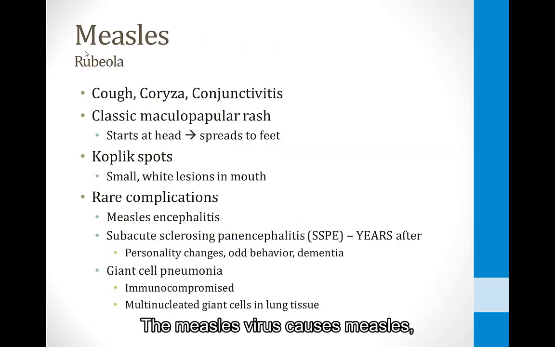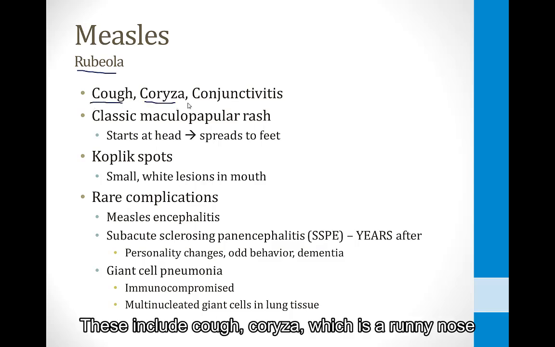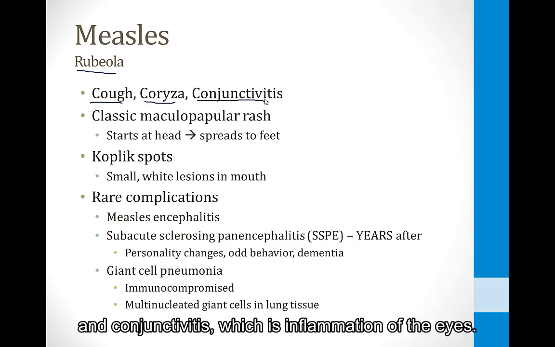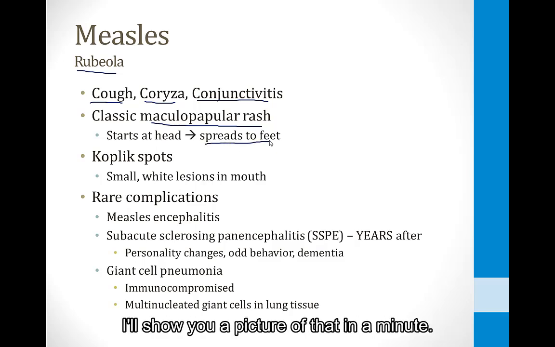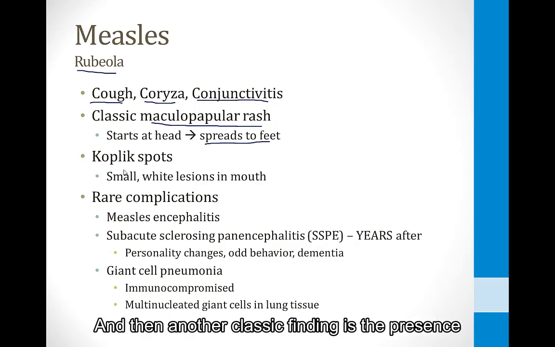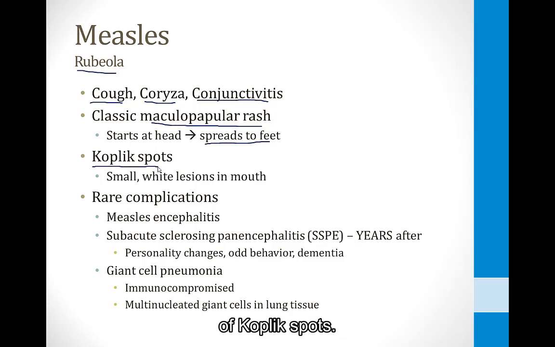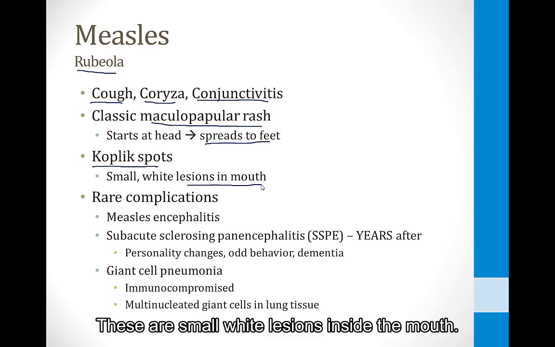The measles virus causes measles. It's also called rubeola. It has a classic triad of symptoms that goes by the mnemonic, the 3 C's. These include cough, coryza, which is a runny nose, and conjunctivitis, which is inflammation of the eyes. There is a classic maculopapular rash that starts at the head and spreads to the feet. I'll show you a picture of that in a minute. And then another classic finding is the presence of Koplik spots. These are small white lesions inside the mouth.